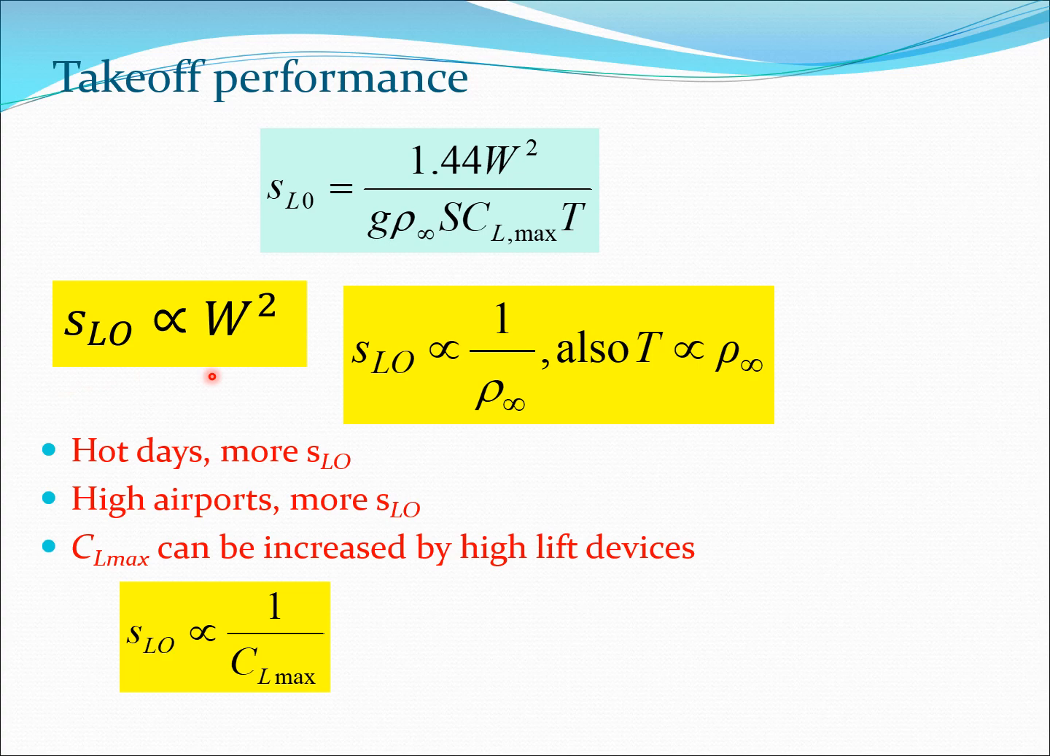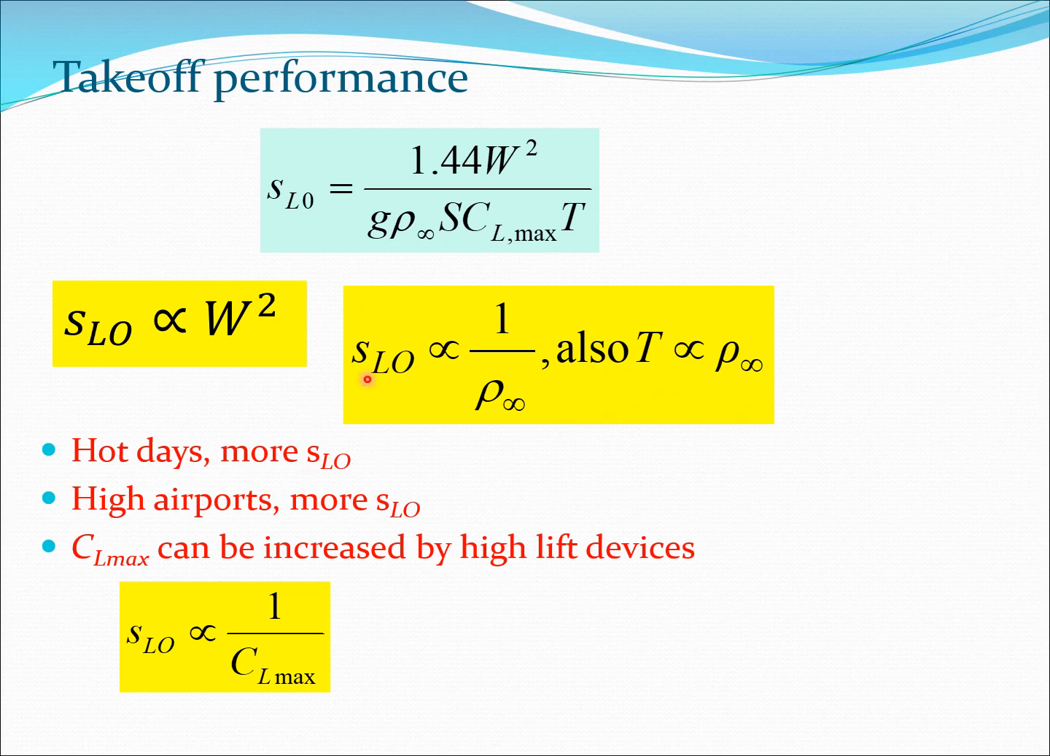So it is extremely proportional to the weight of the aircraft. If you have a heavy aircraft such as the Airbus A380, it's going to take a long runway length compared to an aircraft which is much lighter, and so on. Also, we see that SLO is directly proportional to 1 by rho infinity, or 1 by density, and to some extent thrust is also slightly proportional to density.